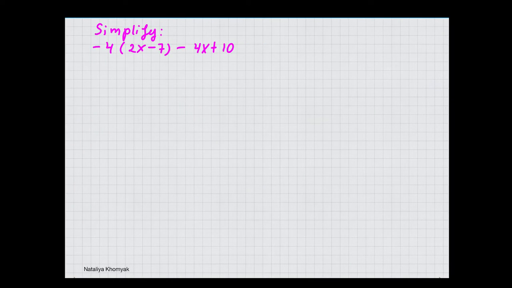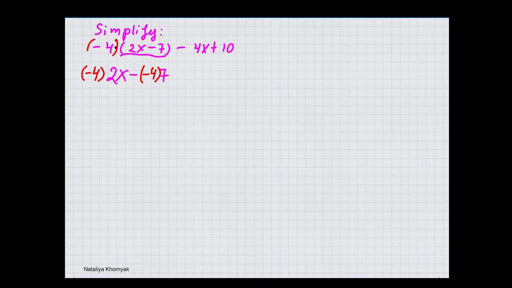Here we have an algebraic expression, so we need to distribute this negative 4. First thing you want to do is copy the inside of the parentheses as is, so we have 2x minus 7. We are distributing negative 4, so I want to keep it inside of the parentheses. So negative 4, negative 4.